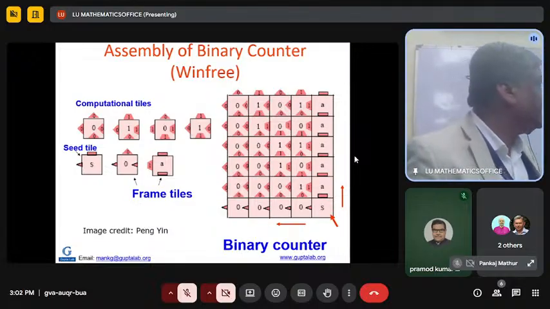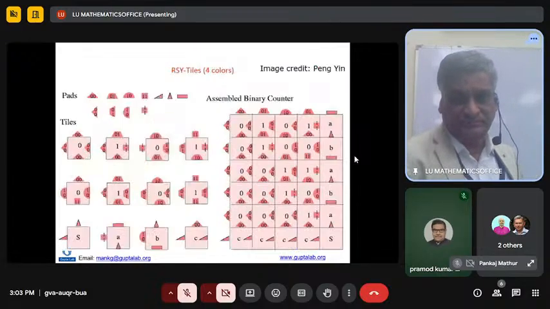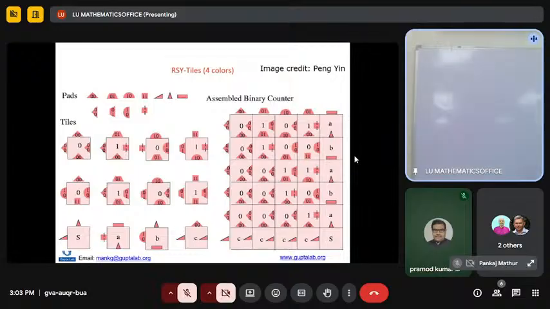So the question is, can I do better? And sometimes there are errors also. I'll show you some more solutions. You see, this is the same binary counter, but now 8 tiles are used. Okay, same binary counter. In fact, there was an open problem that we solved at that point of time. Because what happens when we increase the number of colors or number of tiles, errors can be reduced. Actually, this is a thermodynamic process.